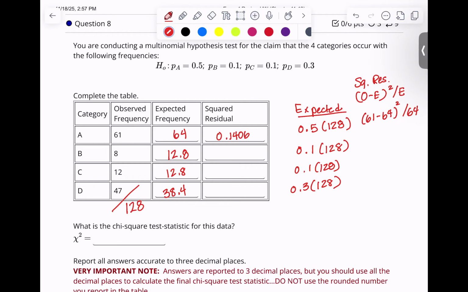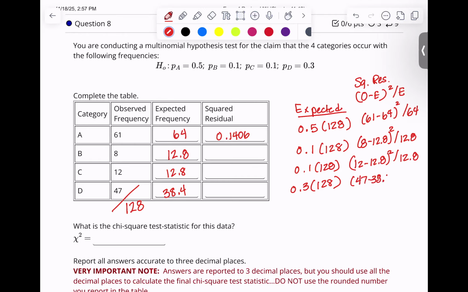You have 8 minus 12.8. You square that and divide it by 12.8. You take 12 minus 12.8. You square that and divide it by 12.8. You take 47, excuse me, minus 38.4.